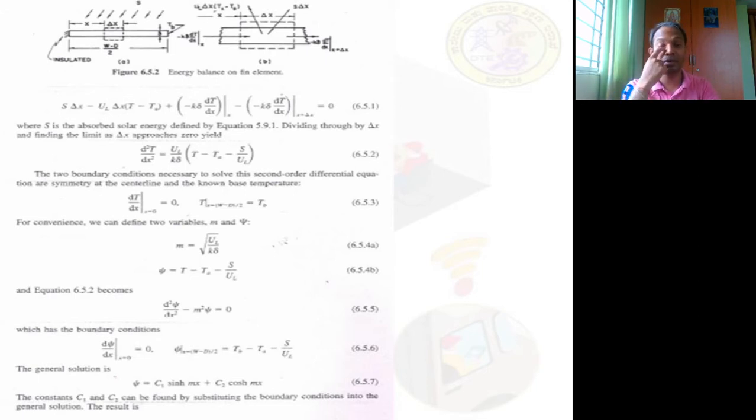Actually, while talking about the top loss coefficient, we dealt with convection and radiation, where convection is given by Newton's law of cooling and radiation by the Stefan-Boltzmann law of radiation. Now here we are talking about only conduction. This is given by Fourier, a scientist who gave this equation, the Fourier law of heat conduction.